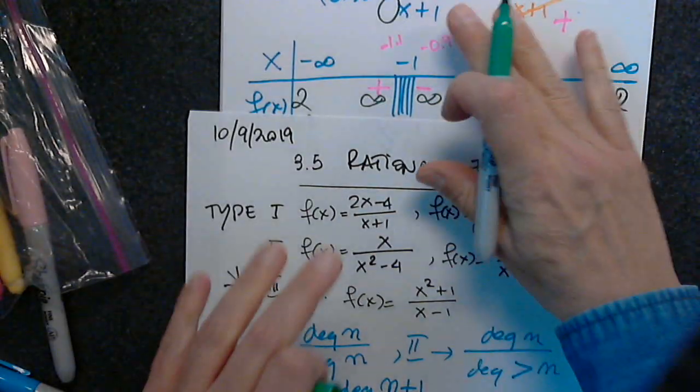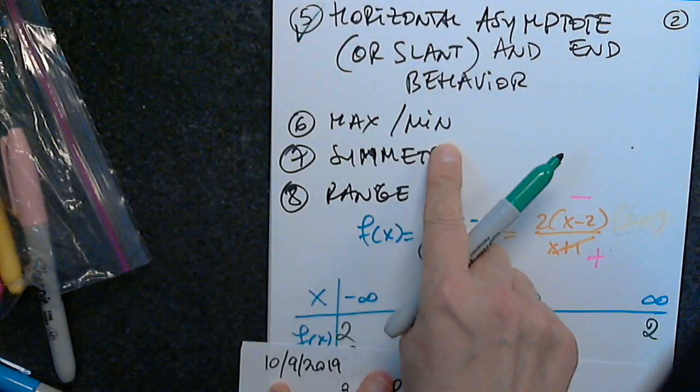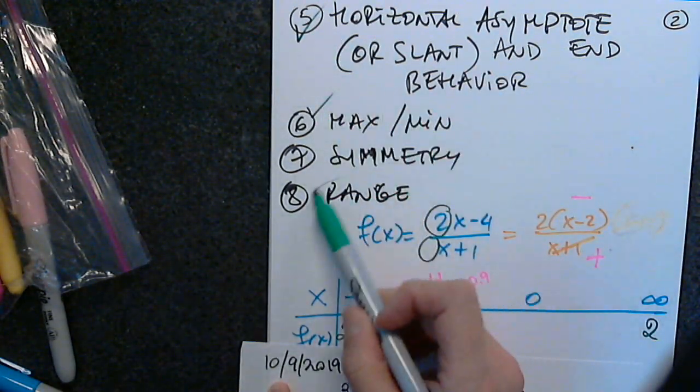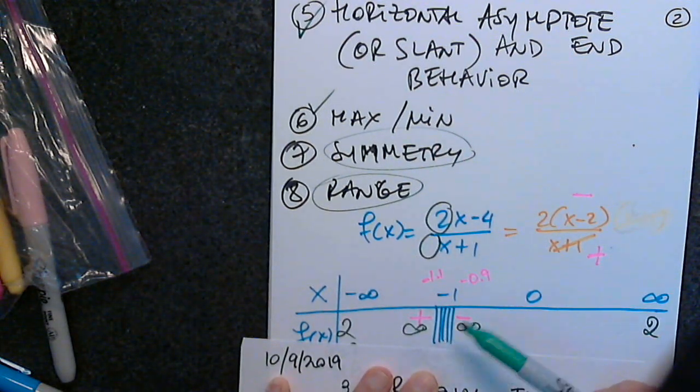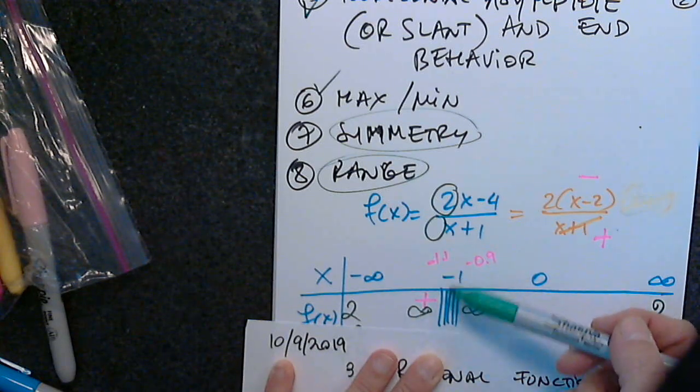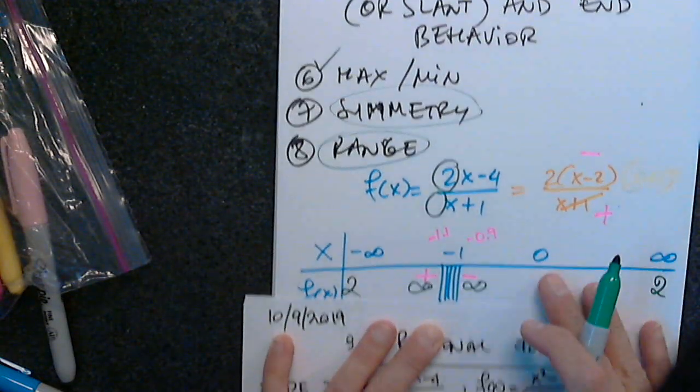So then this is done. Max min, we'll see if we need it. Range will be after the graph. Symmetry, there is no function that is symmetric. There will be symmetry if it only has a vertical asymptote at -1, but we'll write that down. So now let's focus on x-intercepts and the y-intercept, and we're done.